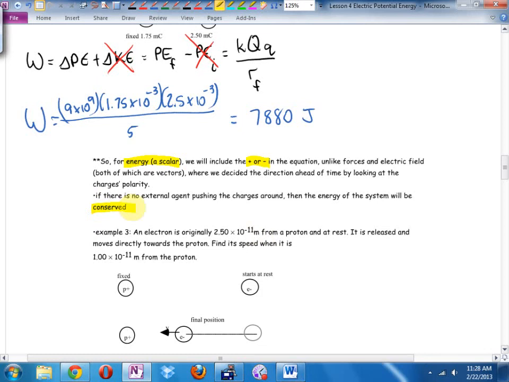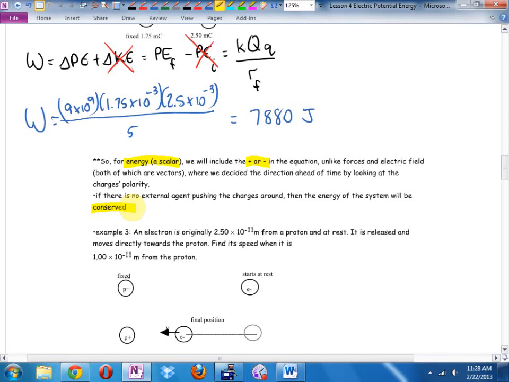Or, here's my trigger phrase that I gave you guys. I said, are they asking for how much work? And you would have said no. I would have said, is there a change in height? Is there a change in speed? Then this is a job for conservation of energy. There's a reason why I brought that phrase out last unit, because that's also going to occur in this unit.